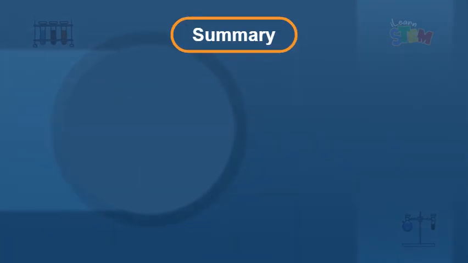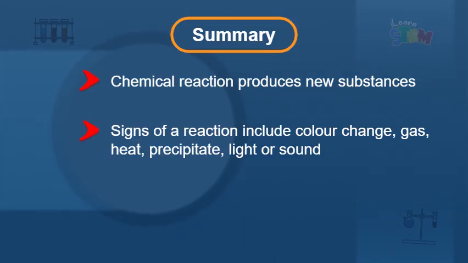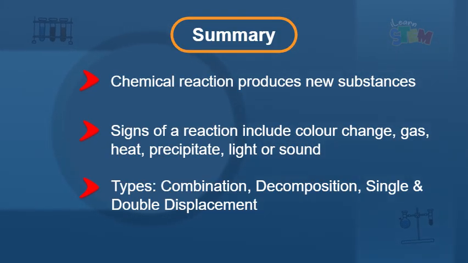In today's lesson, we learned that a chemical reaction is a process where reactants change into new products with new properties. Chemical reactions can be identified by changes such as color, temperature, gas formation, precipitate formation, or light and sound. There are 4 main types of chemical reactions. Combination reaction, where 2 or more substances form one product.